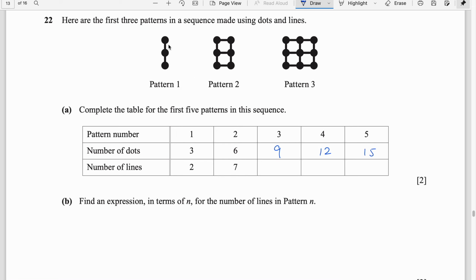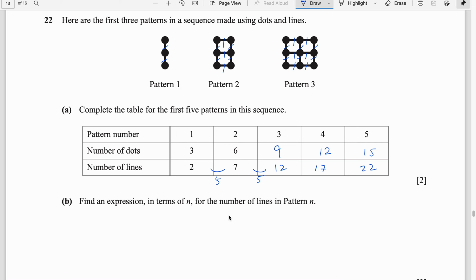Now number of lines, 1, 2 already there, 1, 2, 3, 4, 5, 6, 7 is there. 1, 2, 3, 4, 5, 6, 7, 8, 9, 10, 11, 12. So you have to see the difference. This is 5, this is 5. So 5 again would make it 17, 5 again will make it 22.